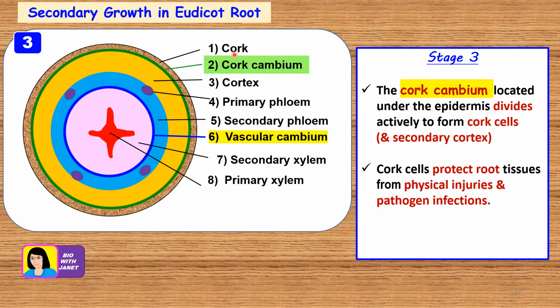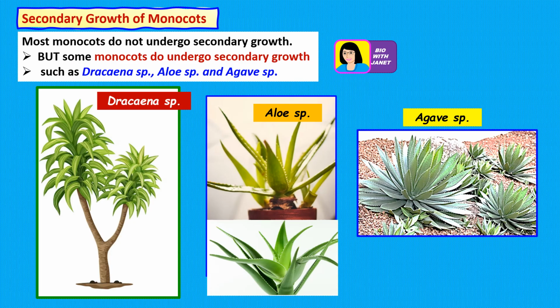Now, what is the function of cork? Cork cells provide protection to the root tissues to reduce water loss and prevent attacks by pathogens and insects. Same as for the stem. So there are many eudicots that carry out secondary growth. But how about monocots? Do monocots carry out secondary growth? Most monocots do not undergo secondary growth, but there are a small number of monocots that do undergo secondary growth. So you have to know these monocot species.